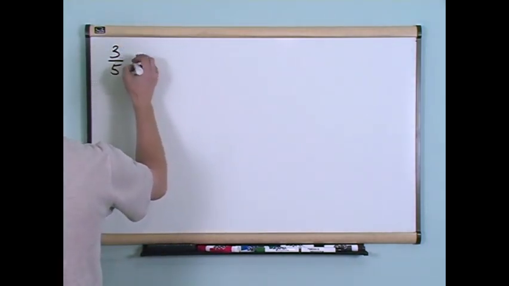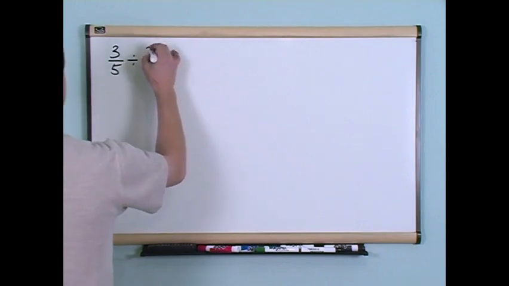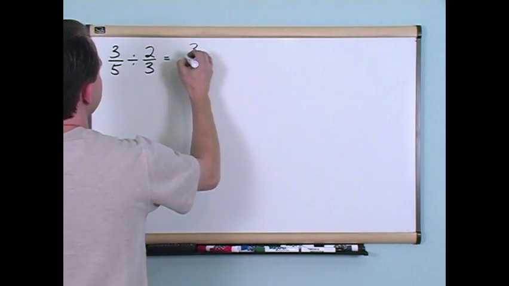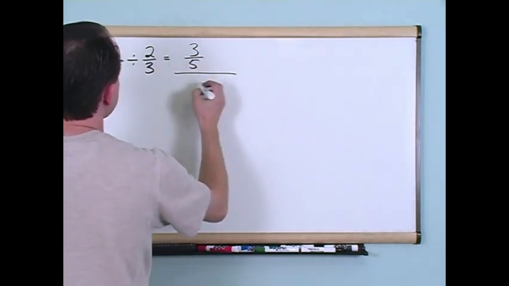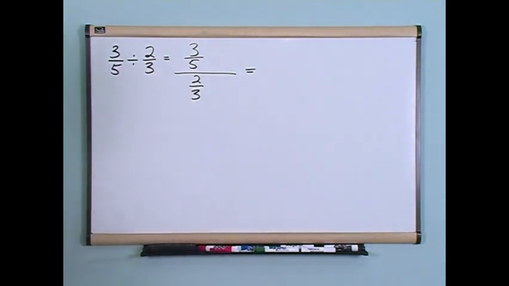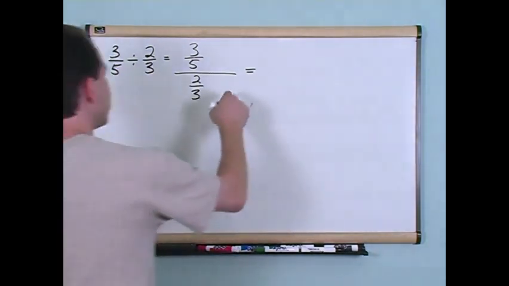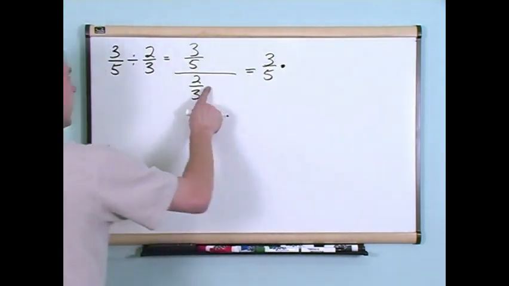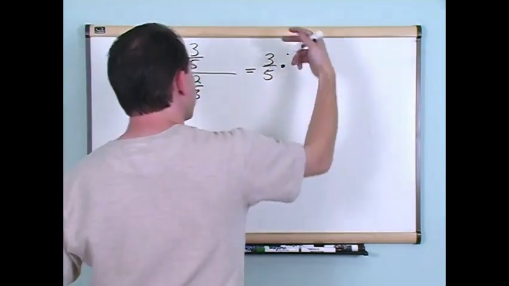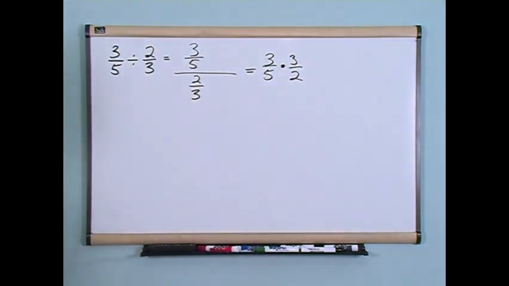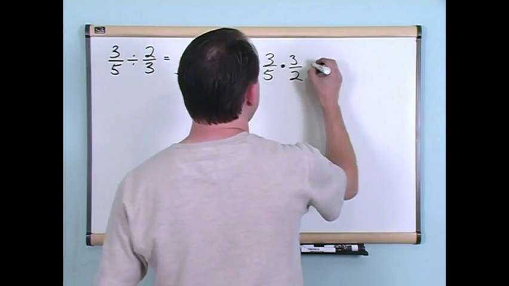3/5 divided by 2/3. Okay? And I like to write 3/5 on the top, all divided by 2/3. So I'm just rewriting the problem here. Now in order to go on, I just write 3/5 times, take this bottom number and flip it over, 3/2. Just flip it over like this. And I can change it into multiplication.